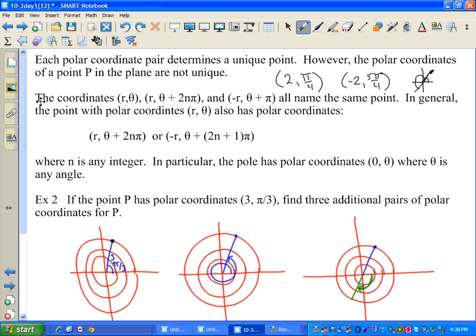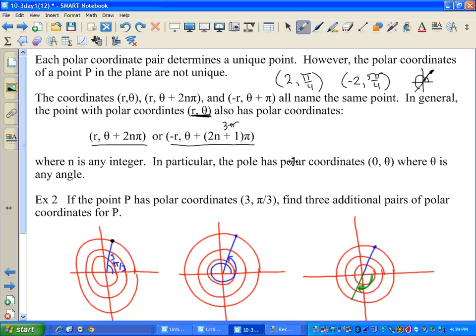The coordinates r, theta plus 2n pi, which means go all the way around the circle, and negative r, go halfway around the circle, all name the same point. In general, the point with polar coordinates r, theta also has polar coordinates r, theta plus 2n pi, or negative r, theta plus (2n plus 1) pi, because this would be an odd number. For example, 2 times 1 plus 1 would be 3 pi, which would end up being all the way around, but then halfway around the circle again, where n is any integer.